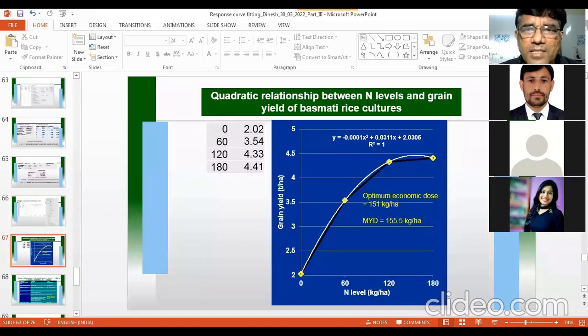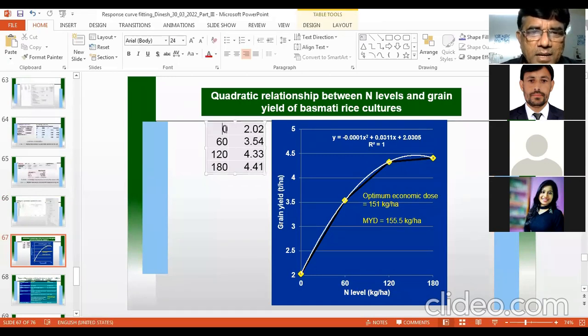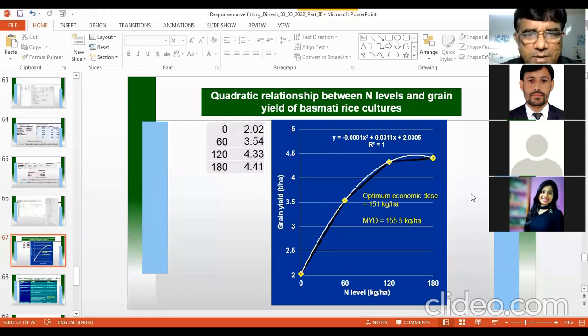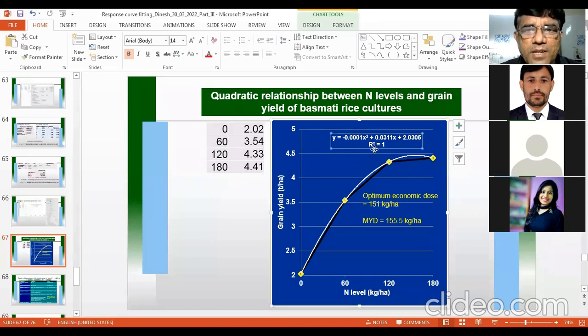Now, this is just one example. I have already solved it. So these are the data. I think it is different data. Here is your regression equation. R square is 1 for the quadratic relationship. R square is 1 means this line is passing through all the points. Practically there are no residuals, there is no error. So this is one of the best fits.